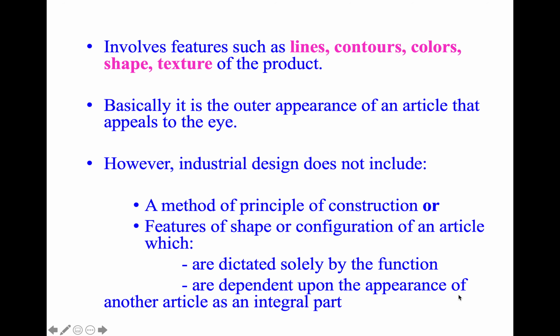So in design, it involves features such as lines, contours, colors, shape, texture of the product, or a combination of any of them. So basically, it is the outer appearance of the article or a symbol or a mark that appeals to the eye, and you could differentiate it with your eye. However, industrial design does not include a method or principle of construction, or features of shape or configuration of an article which are dictated solely by the function or are dependent upon the appearance of another article as an integral part of it.